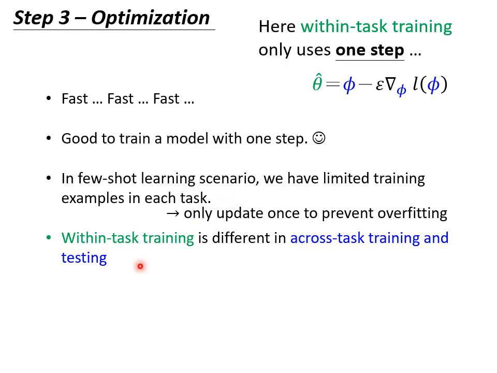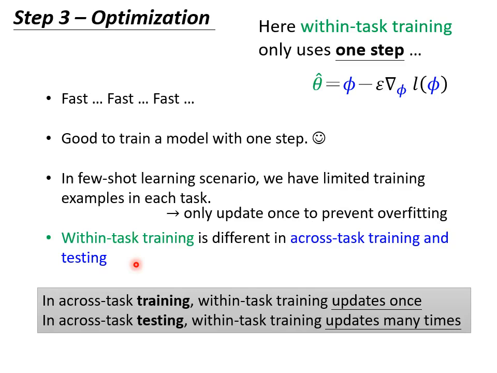Finally, the fourth reason is that within-task training can be different in across-task training and across-task testing. In a real implementation, in across-task training, within-task training updates parameters once. On the other hand, in across-task testing, within-task training can update parameters many times until the parameters converge.